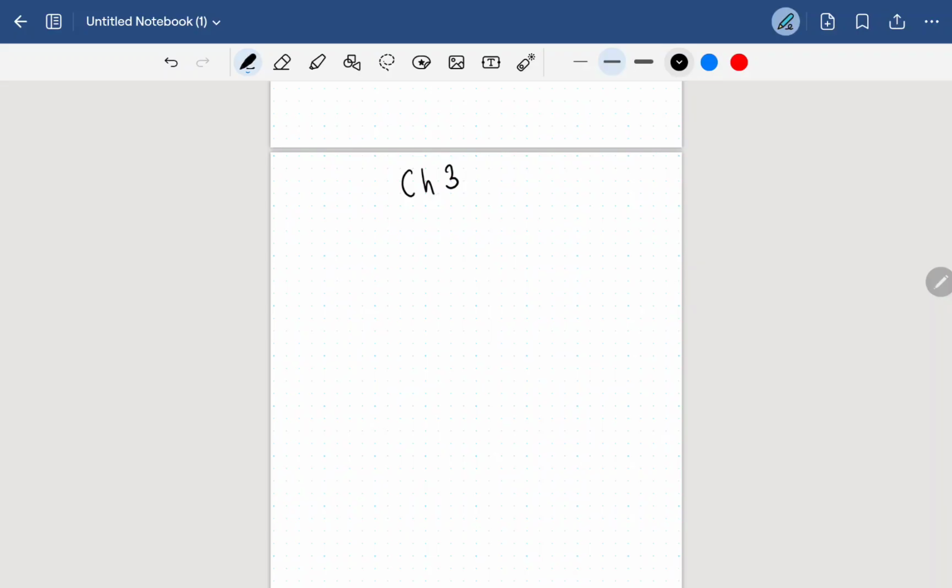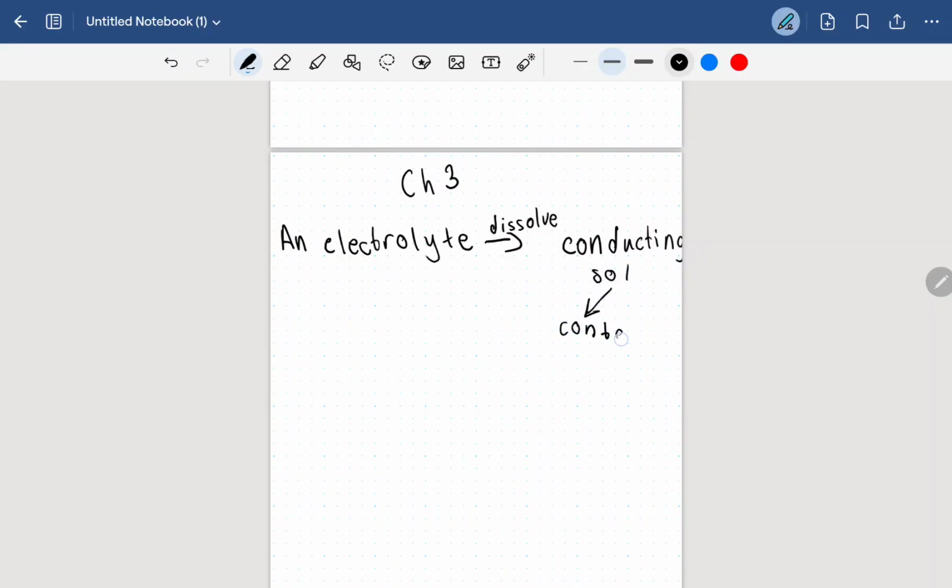Let's start. The first thing we need to know is what electrolytes are. An electrolyte is something that will dissolve and give off ions, or well, a conducting solution, which is a solution that contains ions.